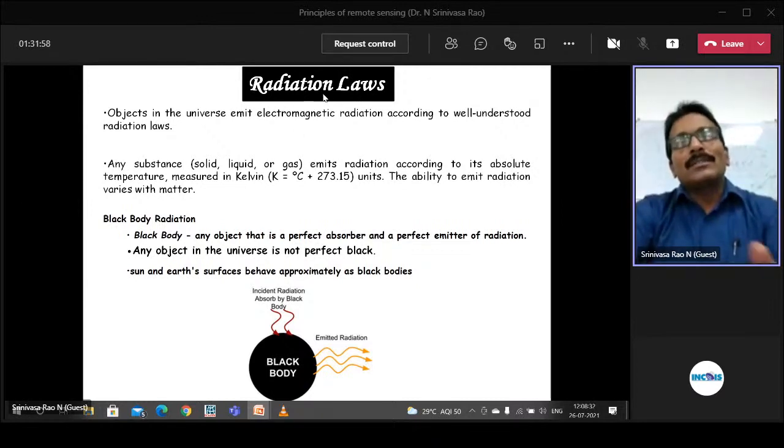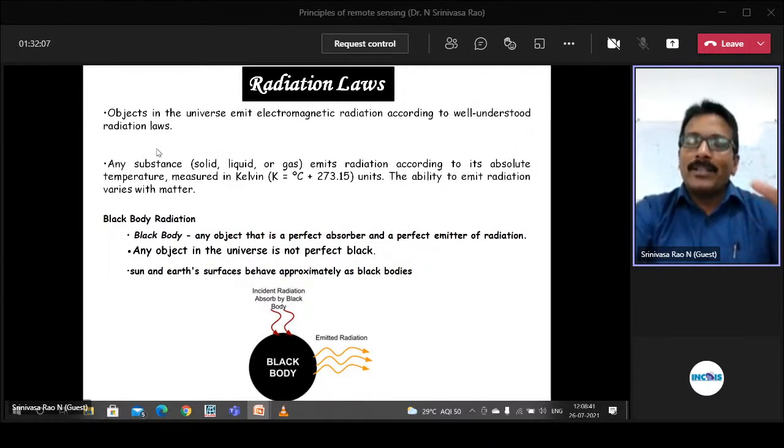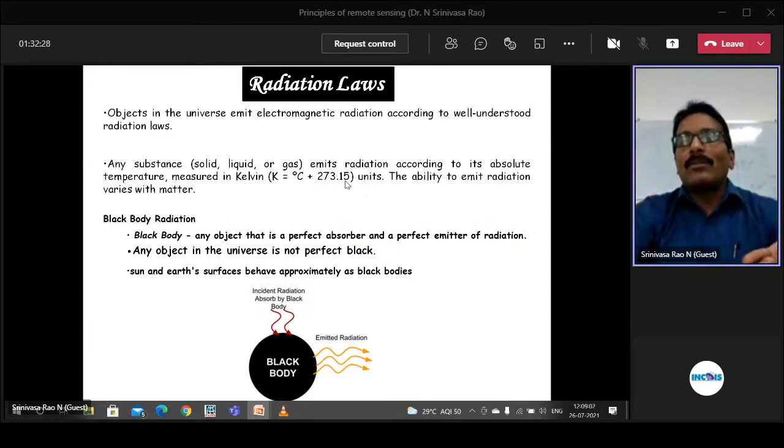Before discussing the radiation laws, the fundamental thing is that every object in the universe emits electromagnetic radiation according to its well understood radiation laws. Any substance, whether solid, liquid or gas, emits radiation according to its absolute temperature. Absolute temperature means in terms of Kelvin. Normally we use centigrade; add 273.15 and centigrade converts into Kelvin.